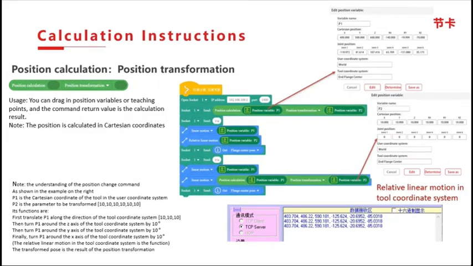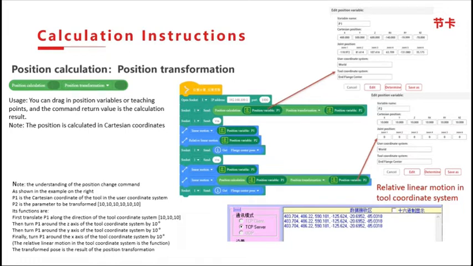Position change instruction. You can drag in position variable or teaching point. The return value of the instruction is the calculation result, and the position calculation is a Cartesian coordinate. Look at the example on the right. First, open the socket communication. It sends the result of the position transformation. The robot moves linearly to the position of the variable P1. Then the robot makes a relative linear motion under the tool coordinate system. The motion parameter is P2.